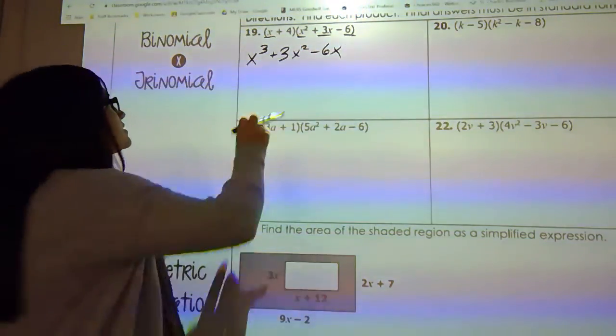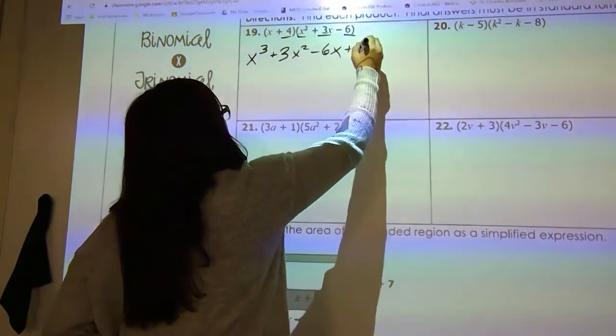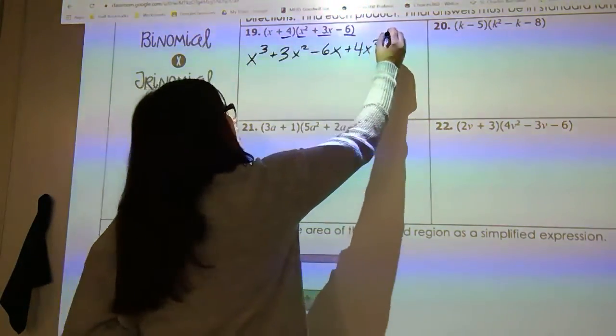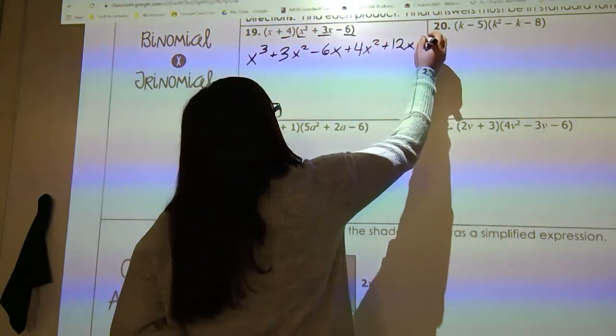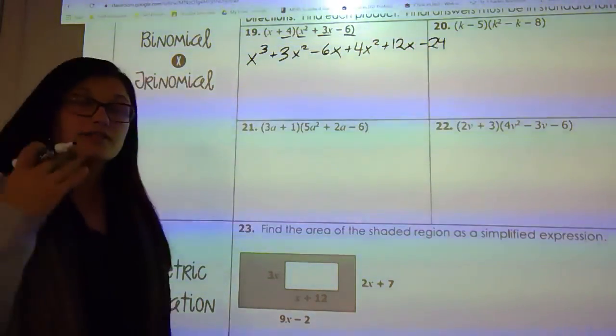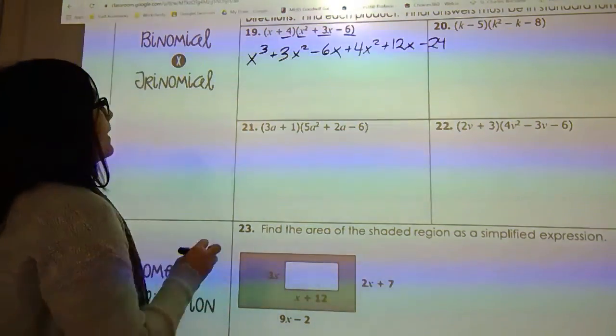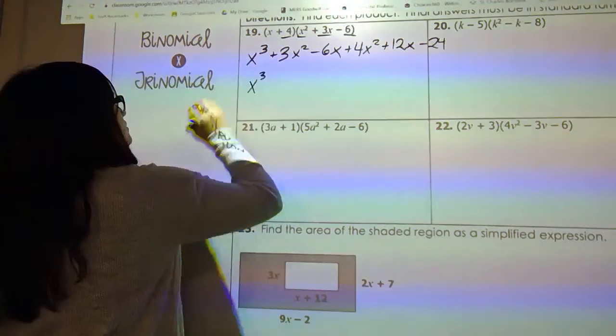Okay, I'm done with the x. I'm going to move on to the 4. 4 times x squared is 4x squared. 4 times 3x is 12x. And 4 times negative 6 is negative 24. Okay, so just take one number at a time and multiply it by each piece. Okay, I'm going to combine those like terms.